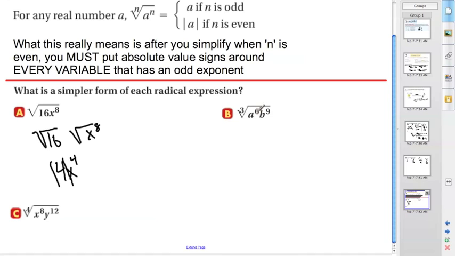So here 3 goes in the 6, so we're taking the third root of a to the 6 times the third root of b to the 9th. The quick way to do this is, how many times does 3 go in the 6? 3 goes in the 6 twice, so you're bringing out an a squared. 3 goes into 9 3 times, and it's b to the 3rd.